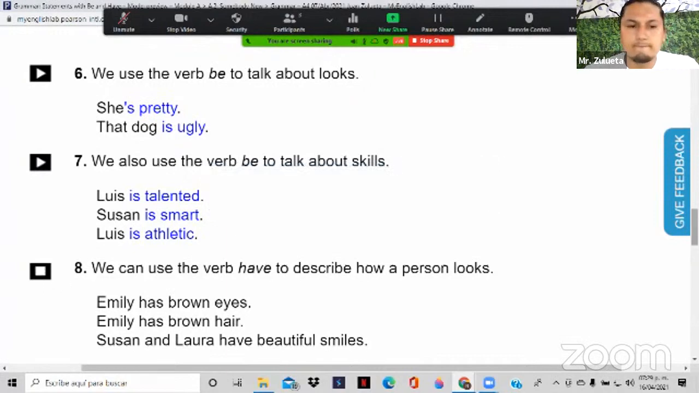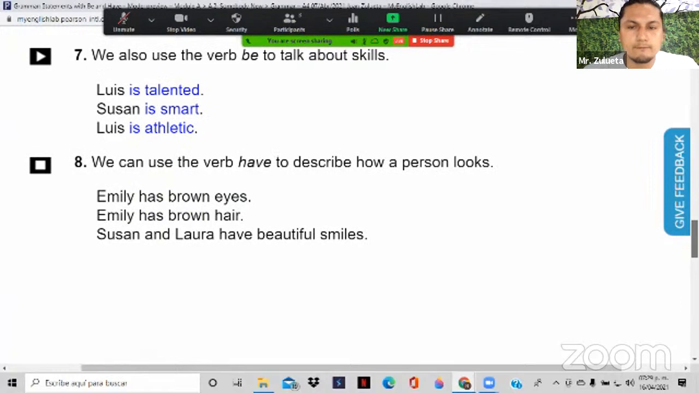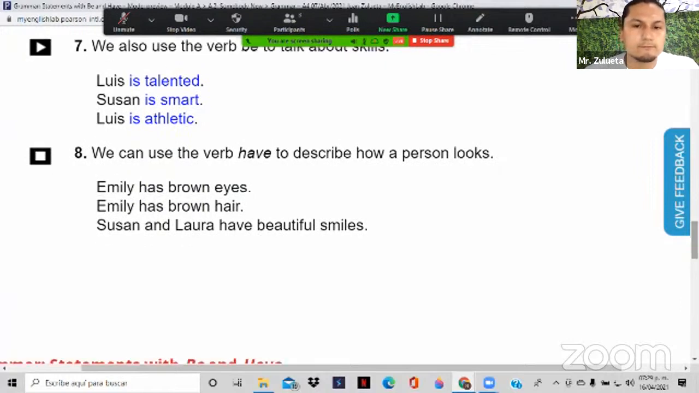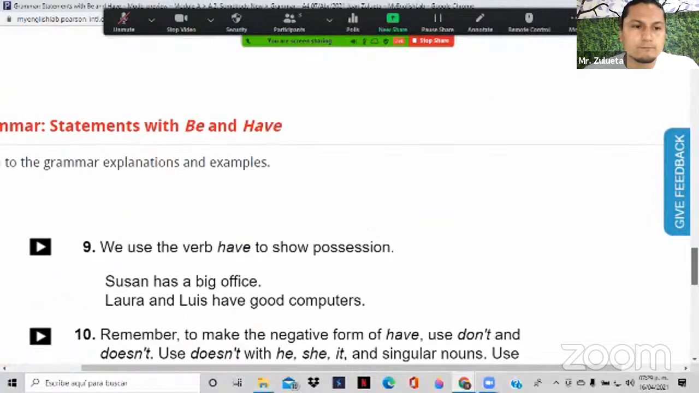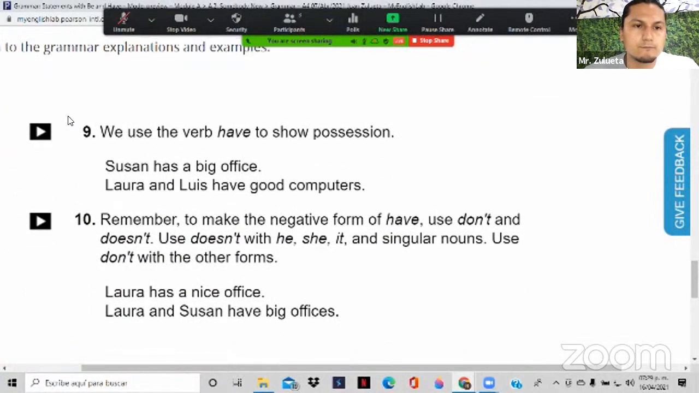We can use the verb have to describe how a person looks. Emily has brown eyes. Emily has brown hair. Susan and Laura have beautiful smiles. We use the verb have to show possession. Susan has a big office. Laura and Luis have good computers.